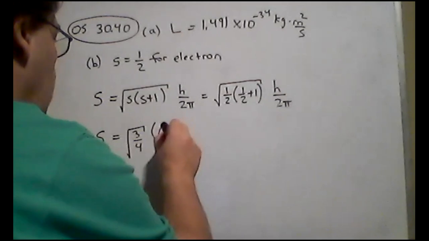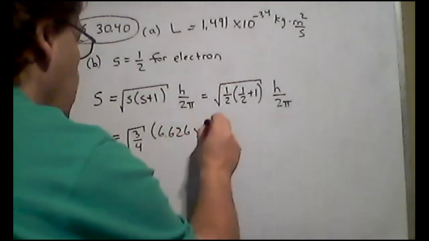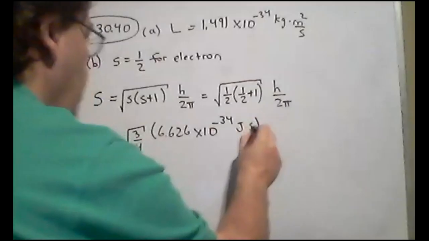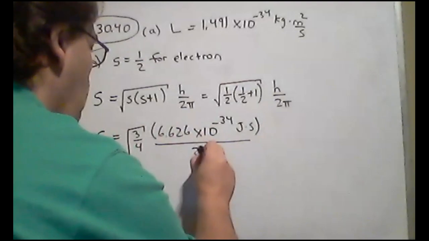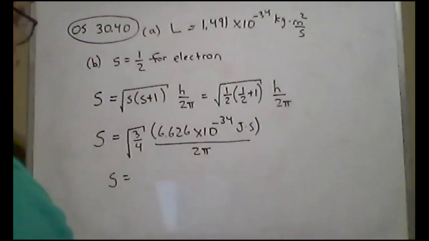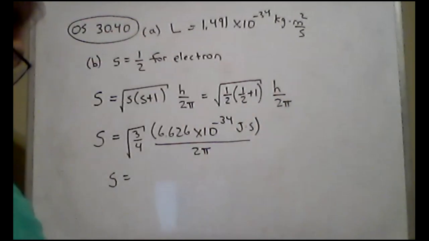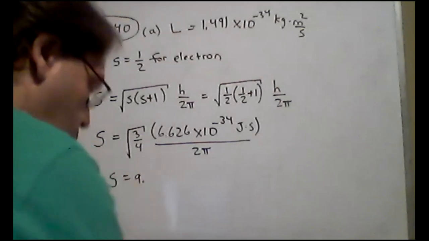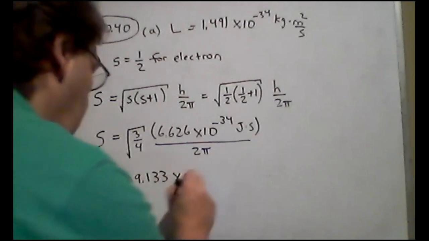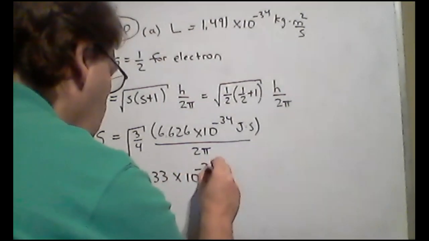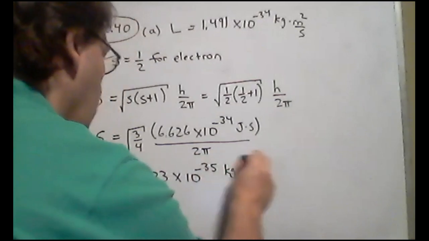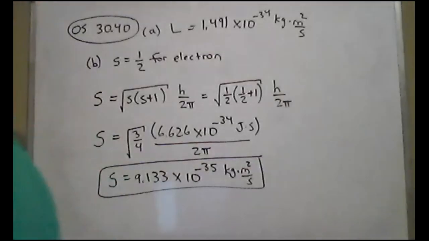Times 6.626 times 10 to the negative 34 joule seconds. Divide by 2 pi. The spin angular momentum of the electron is 9.133 times 10 to the negative 35 kilograms meters squared per second. That is the answer to part B.